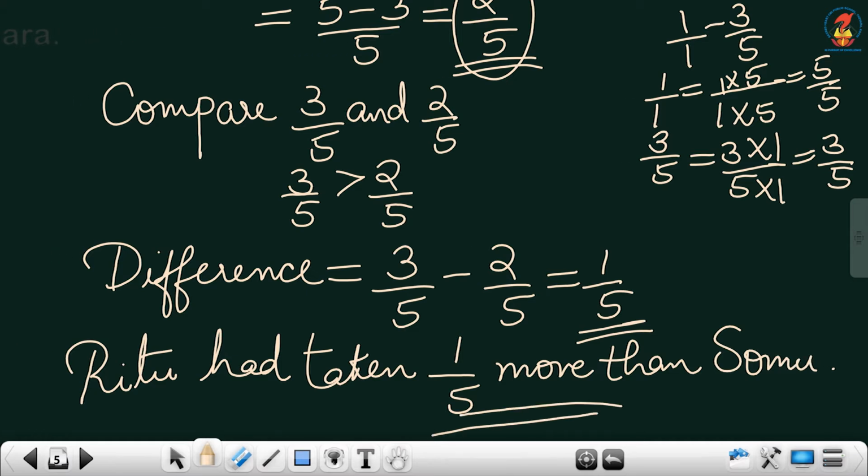Okay, I think this answer is clear. What is given in the question? What is given in the question and what we have to find out here? Just go through the answer one more time.